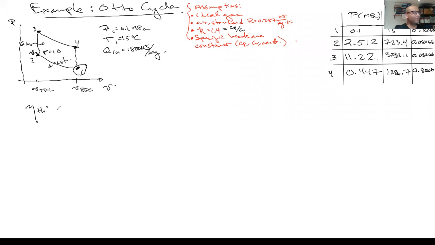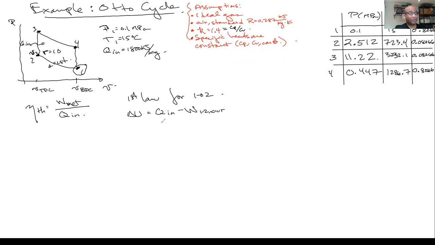is going to be equal to the net amount of work out, or work net out of my cycle, divided by the amount of heat coming in. So now I need to know what's the net amount of work. So I'm going to write the first law for the path 1 to 2. And we'll find that. So delta U, I'm going to neglect the kinetic energy and potential energy right away. Delta U is equal to Q in minus the work from 1 to 2. And this is the work out from 1 to 2.